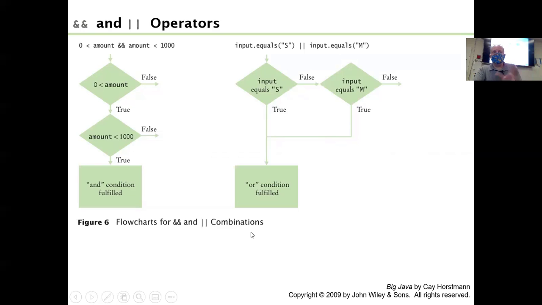So or and and are a little different, but they work the same as in English, right? If you say the sky is blue and the sun is yellow, right? Well, both statements by themselves are true. Put them together, the sky is blue and the sun is yellow. Well, that's true, so the whole thing is true. So you said and, right?